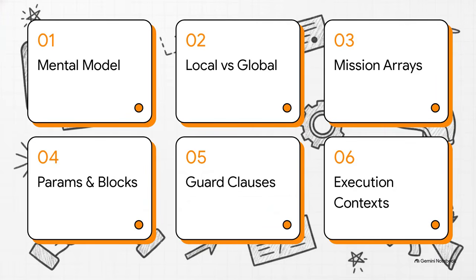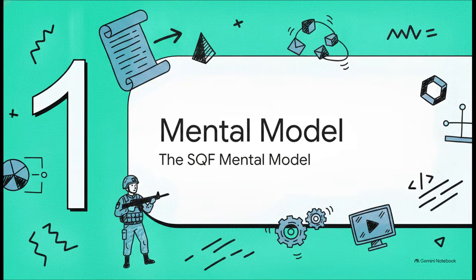So here is our roadmap for today. First, we'll cover the SQF mental model. Second, local versus global variables. Third, we'll look at arrays and mission data. Fourth, parameters and code blocks. Fifth, guard clauses. And finally, execution contexts. Let's dive in. Starting with Section 1, the SQF mental model.